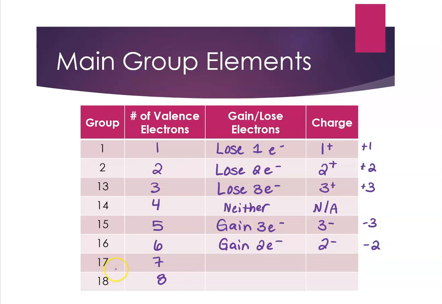charge. Group 17 has 7 valence electrons, so here I can either gain 1 or lose 7. Gaining 1 seems infinitely easier, so that'll give me a 1- or a -1 charge. And then group 18 has 8 valence electrons already, so I don't have to do anything. It's not going to gain or lose. It's already perfect, so it will not form any kind of charge. It'll just be N/A. These are our noble gases, so again, we can see that our noble gases are noble in that sense.